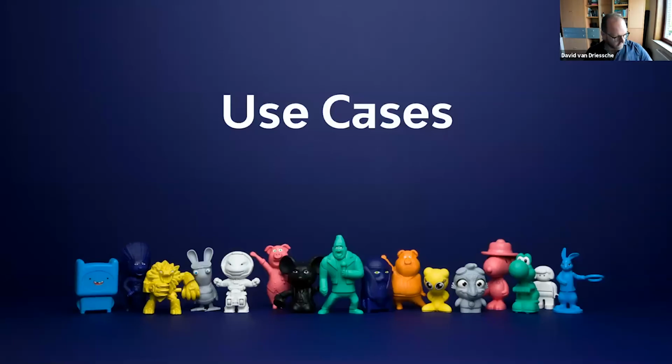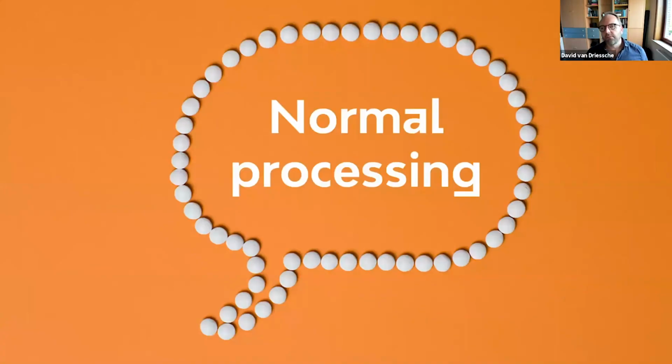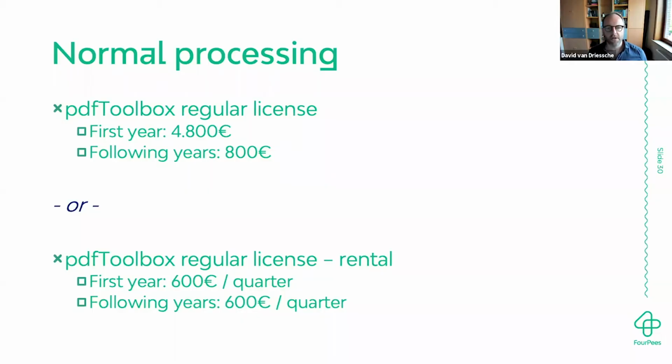So I think we're almost done. At the end of this presentation, we have like 5 questions on real use cases. Like, this is what I want to do, and how would I do this? The first one is normal processing, and that's probably the obvious one. If you want to keep it simple, then you buy a regular license or a rental license, for example. Both options, and you can see the pricing of both options.